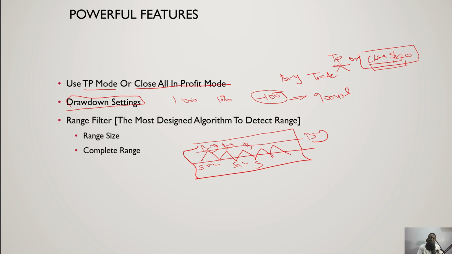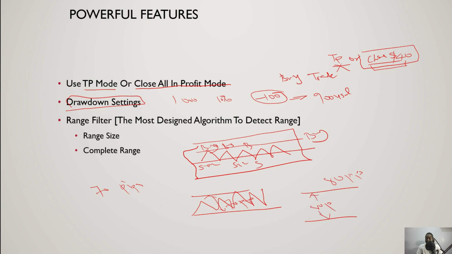Now let's talk about the range size. The range size means, let's assume you want to trade within a range of 70 pips. So it means when the market is somewhere here, this will be 70 pips. If the market is going zigzag, zigzag, zigzag within these 70 pips, that is what the range filter will be monitoring. And if you set it to, let's assume, 80 pips, it's still going to do the same thing. The range filter will be monitoring the consolidation within an 80 pips area. You understand? Within an 80 pips area.